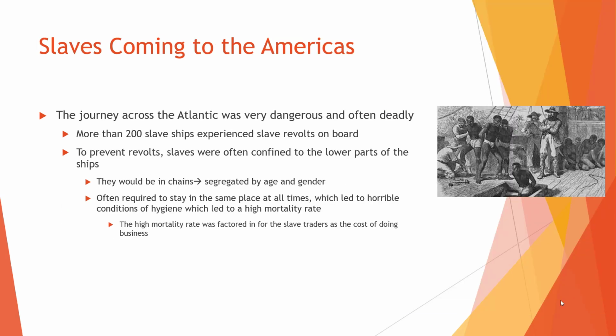Now, slaves coming to America, it was very dangerous and often deadly. Conditions were not good, and you often would have slave revolts on board. And you just think about it. It's not like ships were made as well as they are now, and they didn't exactly move that fast. You only have so much supplies, and when you're out in the ocean, it's not exactly water that you can drink because it's salt water. So to prevent revolts, slaves were often confined to the lower parts of the ships, often in chains, segregated often by age and gender, required to stay in the same place at all times, horrible conditions of hygiene, large mortality rate. But this was factored in, as I said, the cost of doing business.